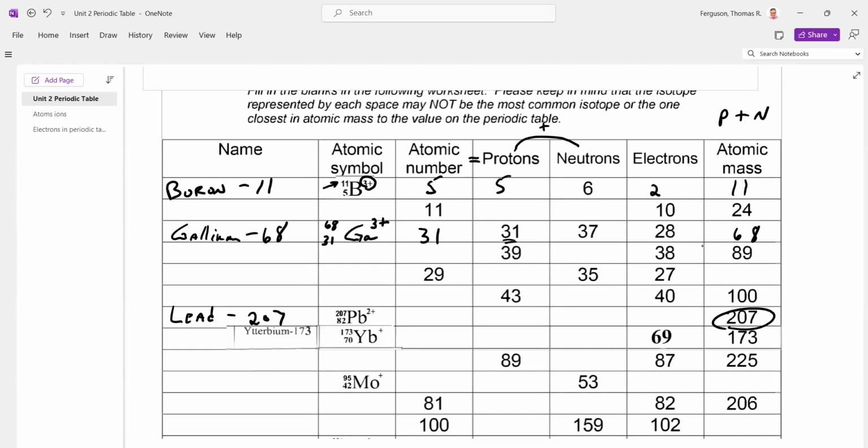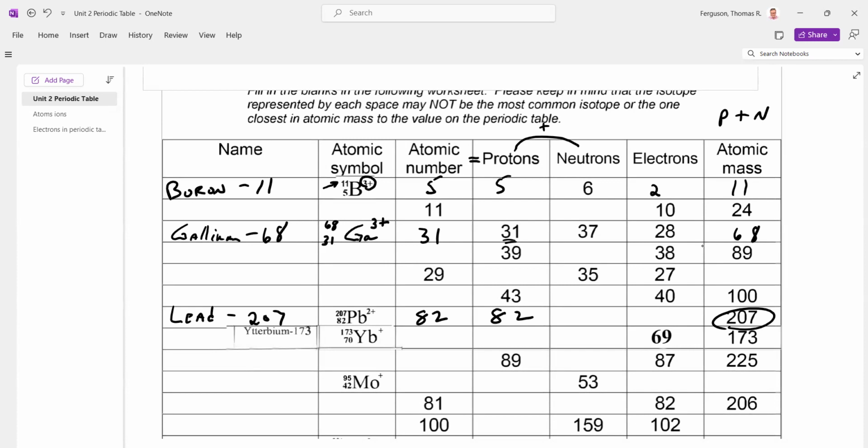Okay, so now we need to fill in all the numbers. Now, if I gave you the symbol here, that's the atomic number or number of protons. So this 82 is going to go here and here.